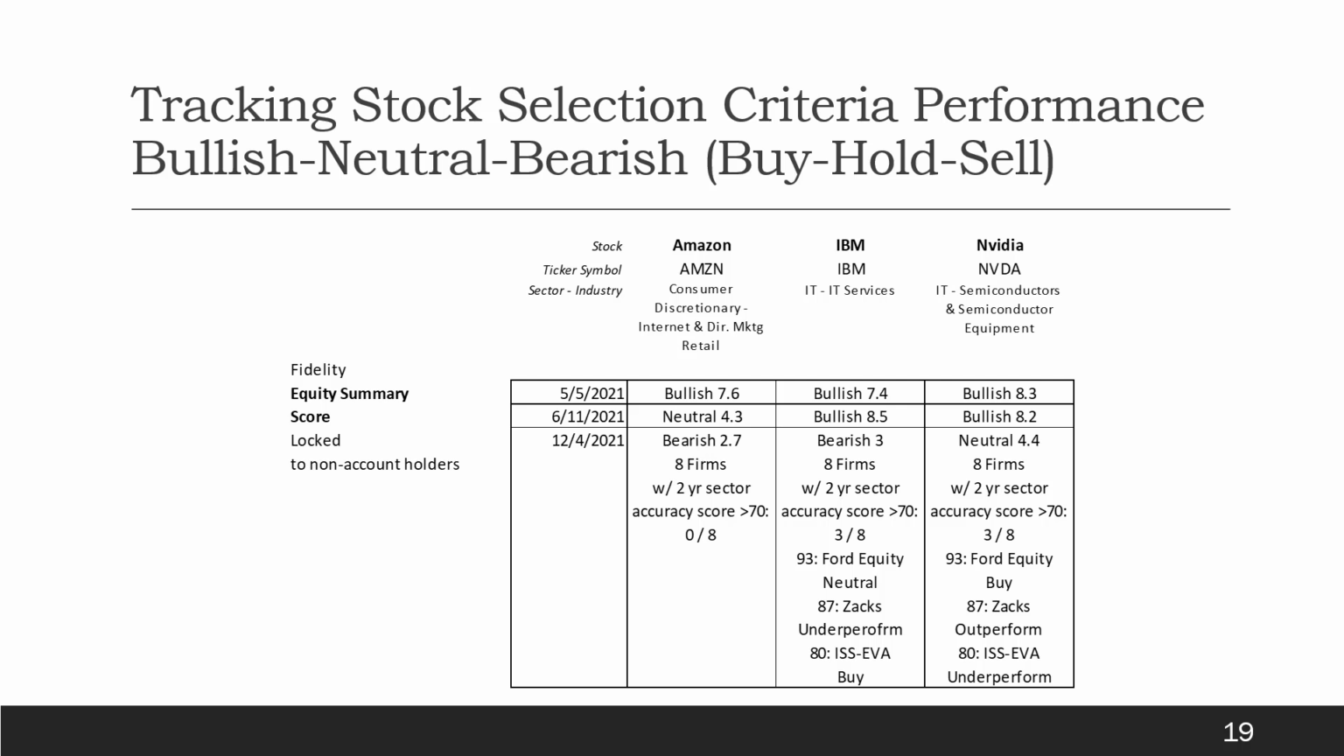Regarding NVIDIA, as a group, the 8 firms said they were neutral with a score of 4.4 out of 10. The most accurate firm was not saying neutral, it was saying buy, bullish. The second most accurate firm also was not saying neutral, it said outperform, bullish. Conclusion: don't use the recommendation of all 8 firms.